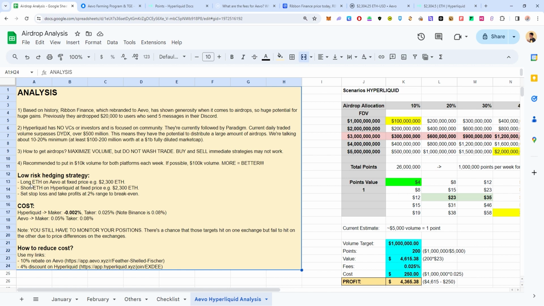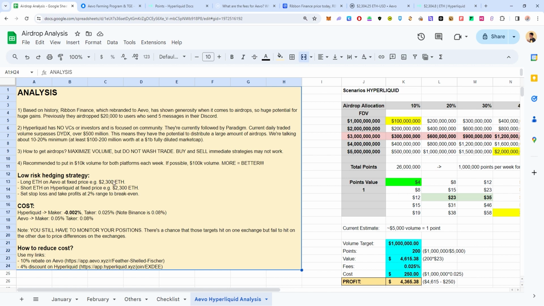So let's say you long AEVO. The ideal leverage to use is 20x, and I will share why in a moment. So when you long ETH on AEVO at a price, let's say 2,300, you are hedging your risk by shorting ETH on Hyperliquid, because you long and short at the same price.